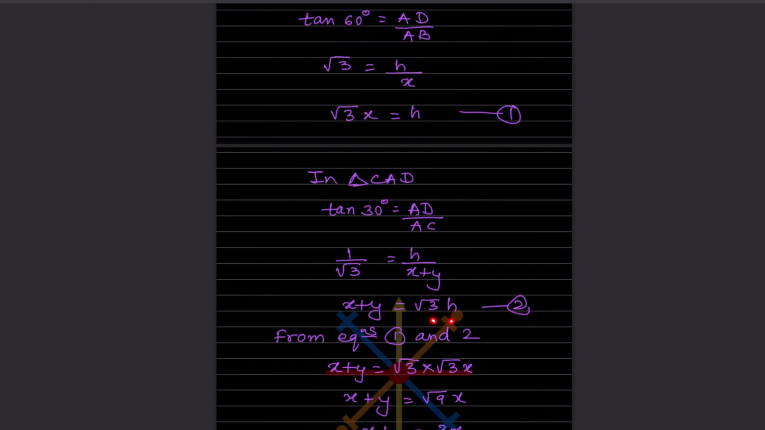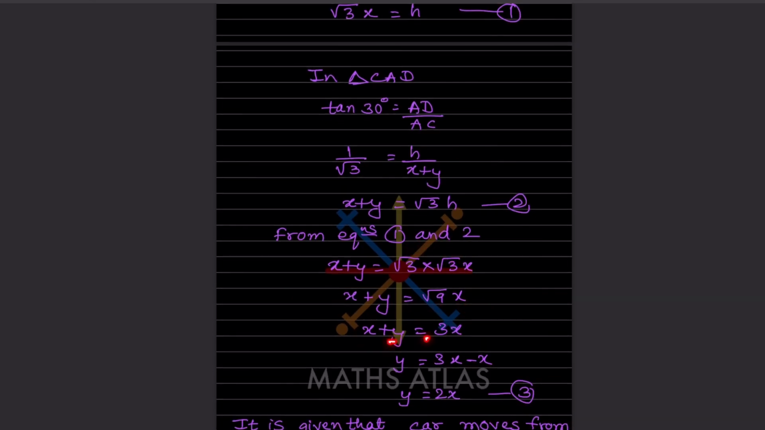x plus y is root 3, and in place of h we can write root 3 x, the value from equation 1. Now when we solve this, x plus y is root 3 into root 3 x, that is root 9 x, and root 9 is 3, so x plus y is 3x. We want the value of y. So y is 3x, and if we take x to this side, it becomes minus x.